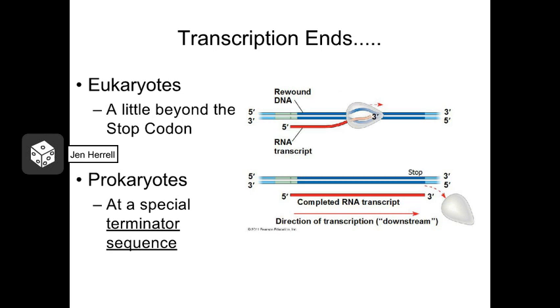Two different kinds of DNA sequences are used to end transcription. In eukaryotic cells, the machinery of the cell stops transcription once it hits the stop codon. But in prokaryotic cells, a section called a terminator sequence is used that usually occurs just beyond the stop codon.